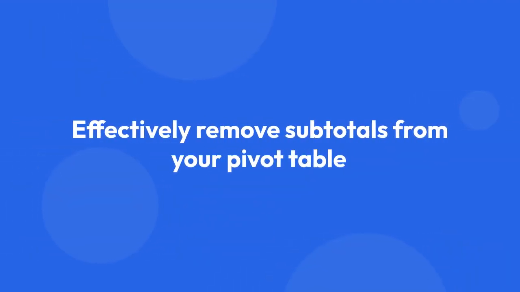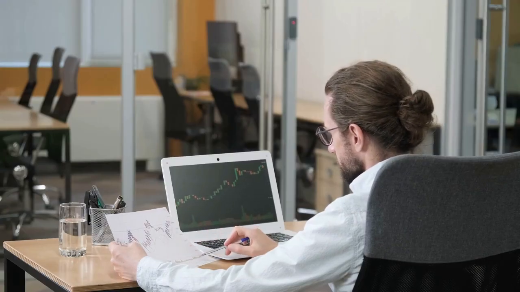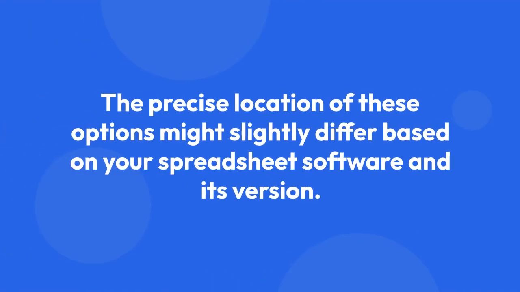Following these steps will allow you to effectively remove subtotals from your pivot table, resulting in a cleaner and potentially more easily readable summary of your data. Remember that the precise location of these options might slightly differ based on your spreadsheet software and its version.